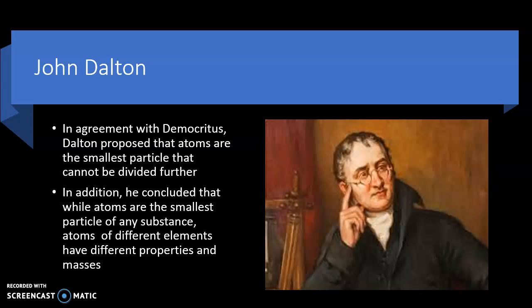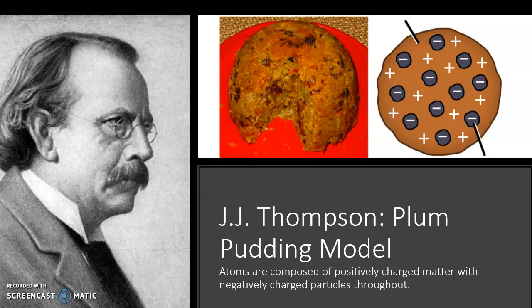After this early history, little development on the idea of the atom is known until about 2,000 years later with the contributions of Englishman John Dalton. John Dalton concurred with Democritus's idea that atoms are the base unit of elements, but in addition he proposed that atoms of different elements will have different masses and properties.